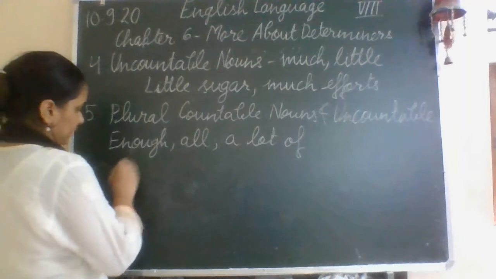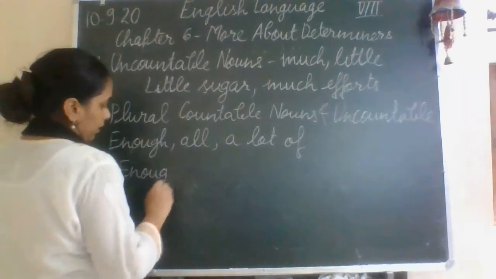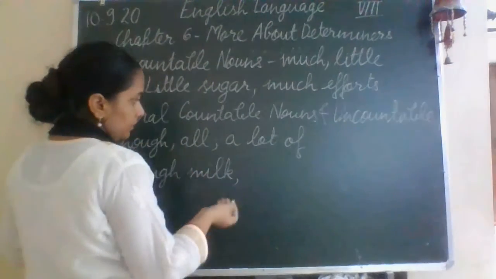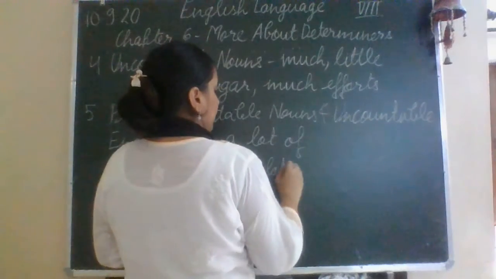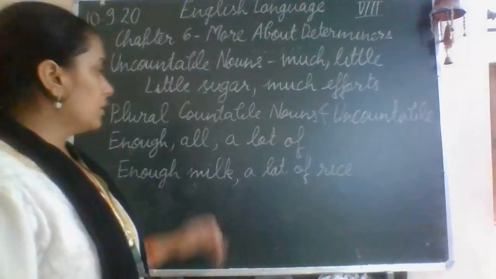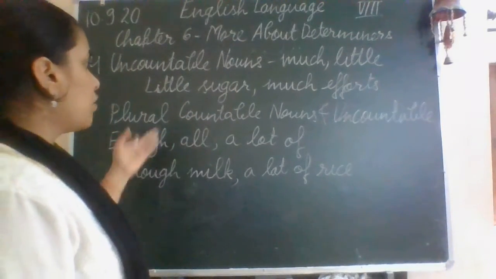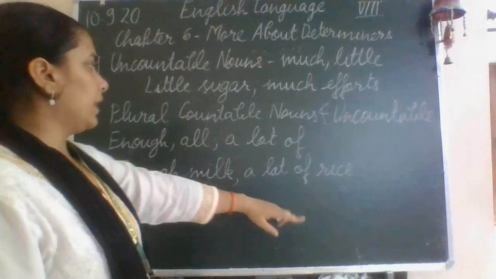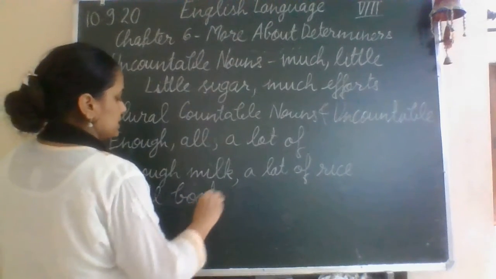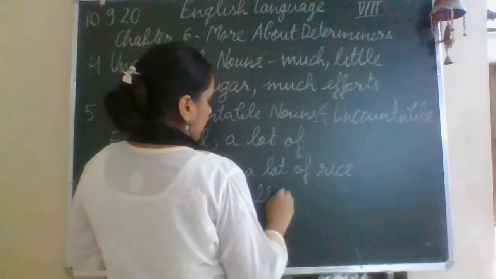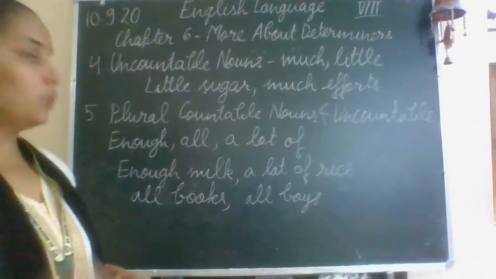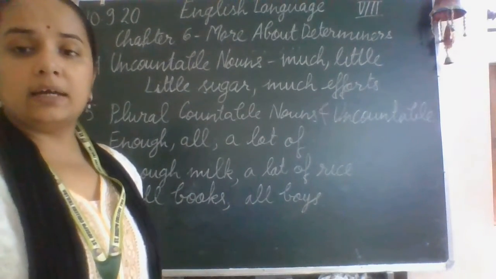For example, enough milk, or a lot of rice. So in this way we can use these. These are the examples of uncountable. For the plural countable, all books, all boys. We can use these in this way for both the plural countable and the uncountable.